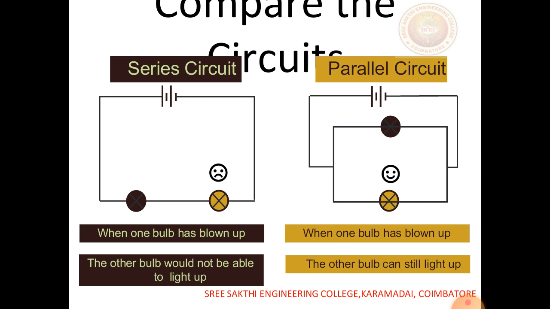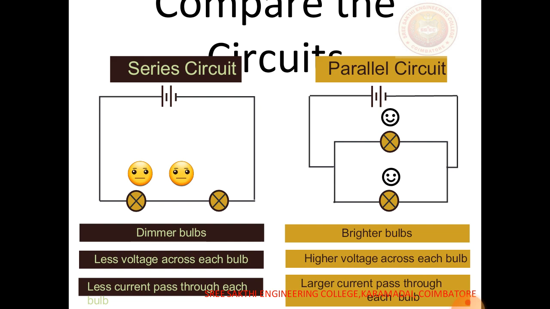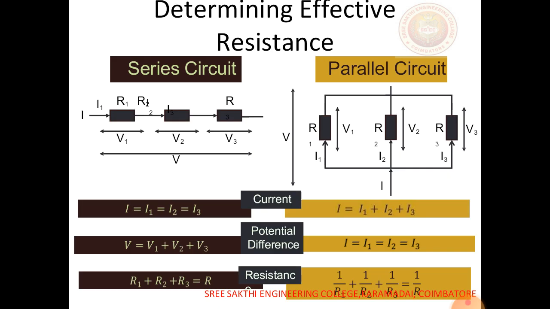When one bulb has broken in the series circuit, then the whole circuit will be broken. But in the parallel circuit, if one is broken, the other will keep glowing. So here the difference is given: dimmer bulbs and here brighter bulbs, less voltage across each bulb and here higher voltage across each bulb. In the series circuit less current will pass through, but in the parallel circuit larger current will pass through. So this is your example of the series circuit and the parallel circuit.